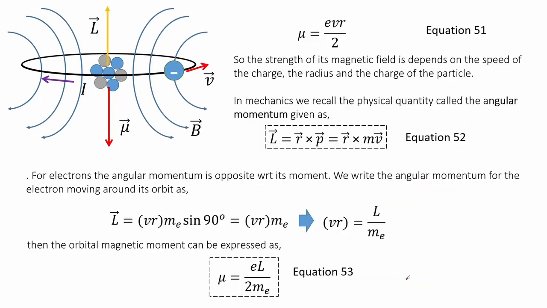So the strength of its magnetic field depends on the speed of the charge, the radius, and the charge of the particle. In mechanics, we recall the physical quantity called the angular momentum, given as equation 52. The direction of angular momentum follows the right-hand rule, but instead of the current it follows the mass, which is the direction of the electron. For electrons, the angular momentum is opposite with respect to its moment. We write the angular momentum for the electron moving around its orbit as shown here. Then the orbital magnetic moment is also expressed in terms of its angular momentum as shown in equation 53.